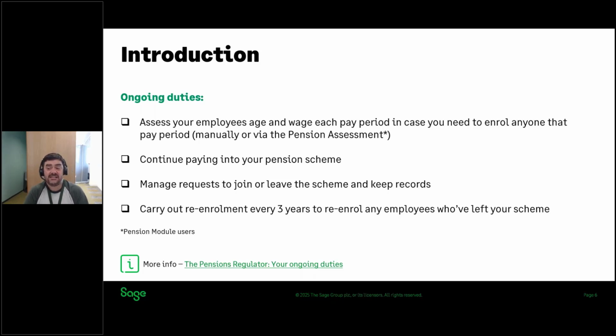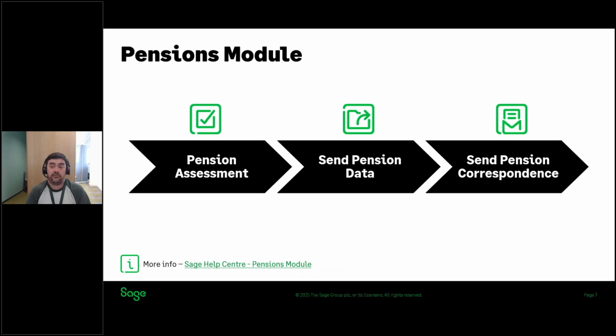And then every 3 years, you'll have a duty to re-enroll employees that previously opted out or left your pension scheme. So that's known as automatic re-enrollment, and we actually cover that in a separate webinar as part of this series. Now, when we designed the pensions module, this was designed to take away the administrative burden of some of these employer duties. And the module itself consists of 3 main areas that we're going to touch on today, although we go into more detail, certainly on pension assessment and sending pension data in some of our other webinars as part of this pensions badge.